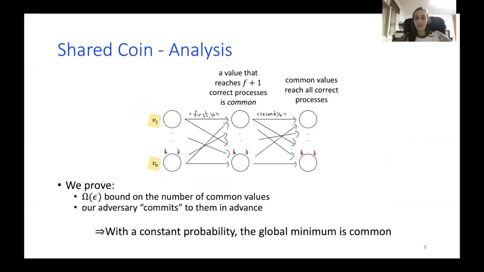So why does it work? We denote by a common value a value that reaches f plus one correct processes in the first phase, and prove that each common value reaches all correct processes in the second phase. Then we prove an Omega of epsilon bound on the number of common values. In addition, our delay adversary cannot predict which of the values will be common when it commits on the order they arrive at the processes. So in total, with some positive constant probability, the global minimum itself becomes common and then reaches all correct processes.